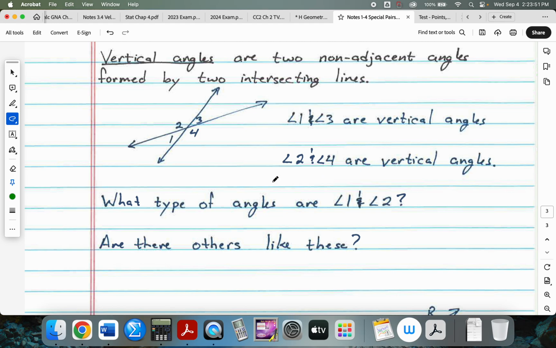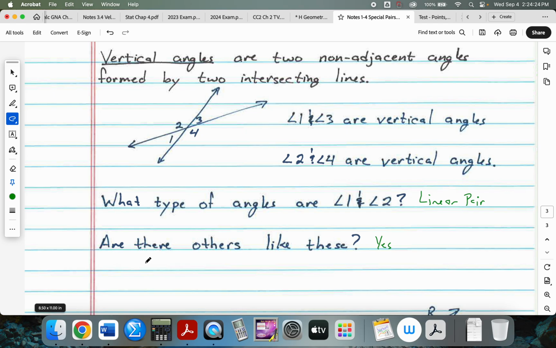What type of angles are angles 1 and 2? They're not vertical angles. What type of angles are 1 and 2? Yes. They are indeed. They are a linear pair. They're adjacent to one another, and they're everything on one side of a line. Are there others like these? Yes.